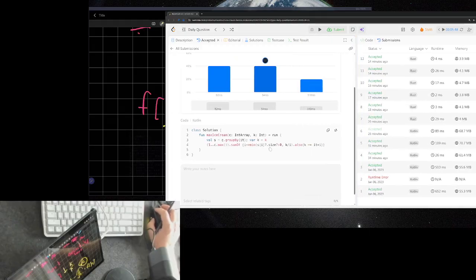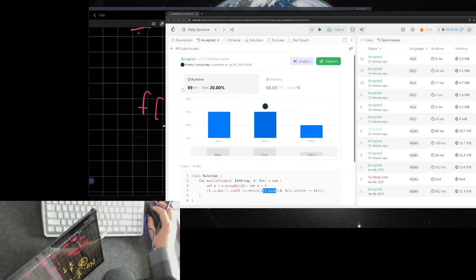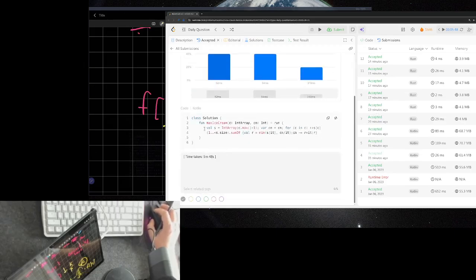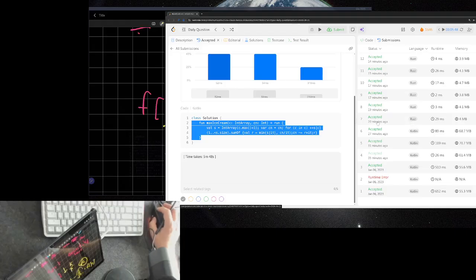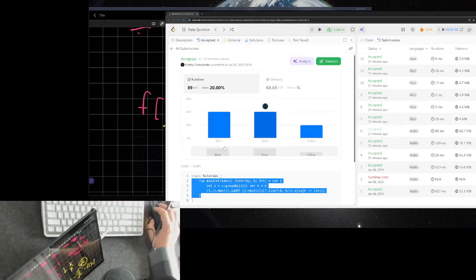So the shortest Kotlin one is to use groupBy to avoid counting manually, and then it's the same code but using size. It is obviously very slow compared to what was accepted. It was 26 milliseconds when accepted, and with map it is almost 90.